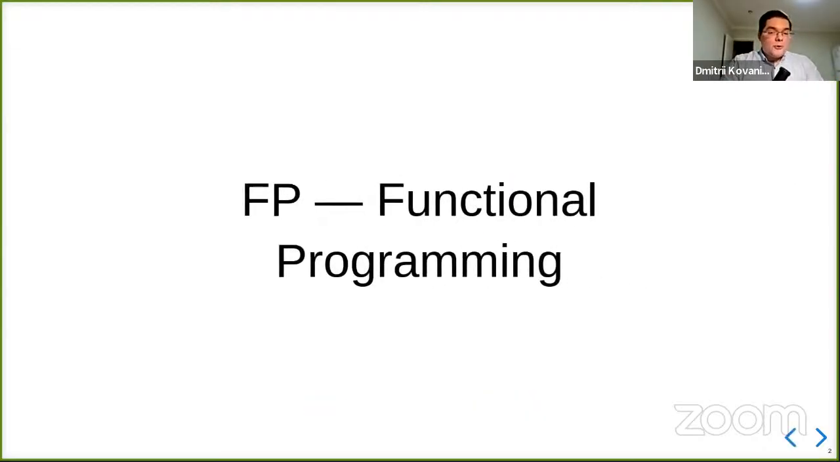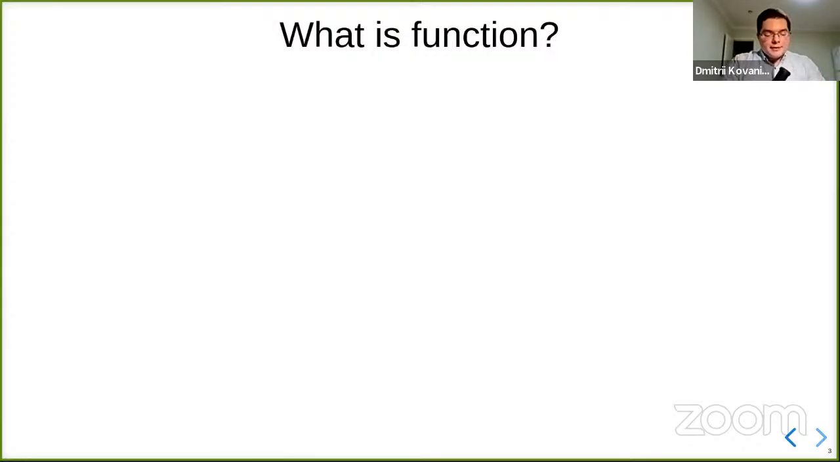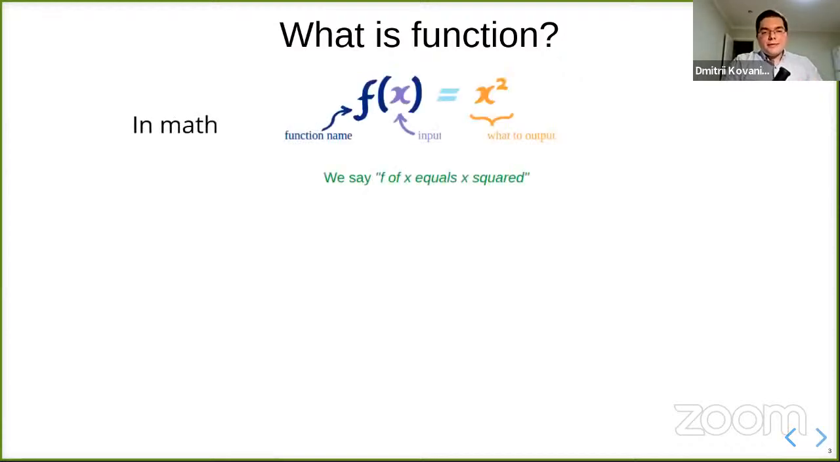So functional programming, or FP for short, what is this? What is this beast? The name suggests that it's somehow related to functions. So let's first understand what a function is. In math, a function is a straightforward object. It has a name, and it has some arguments, some input, and it says what it returns on this input. For example, in this case, we say that f of x equals x squared. So this is a function that takes one argument and returns some value.